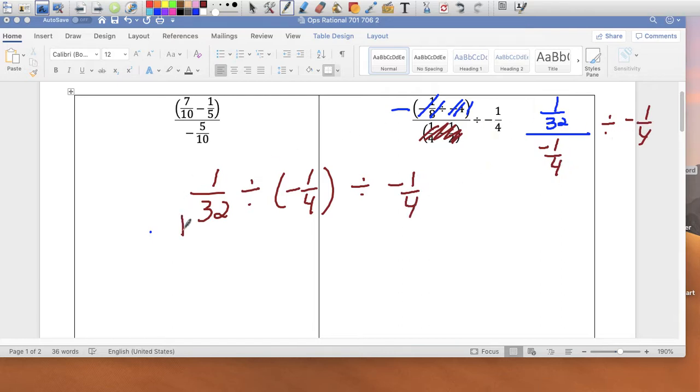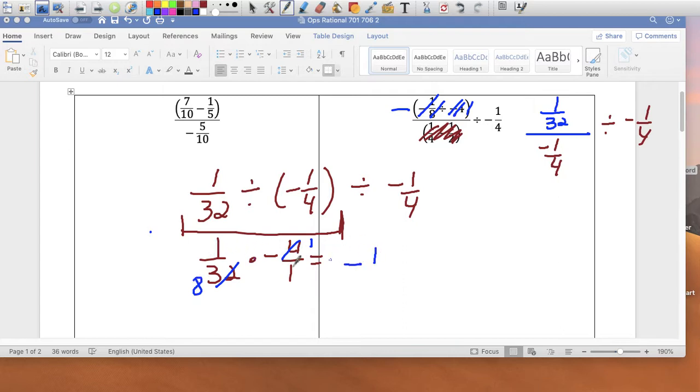So let's do this part first. 1 over 32 times negative, and then the reciprocal is 4 over 1. So 1 over 32 and negative 4 over 1. You can simplify if you like. So this, if you like to, you can divide this. 4 divided by 4 is 1. And 32 divided by 4 is 8. Now I can multiply positive times a negative is a negative.